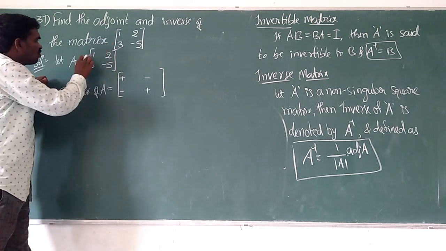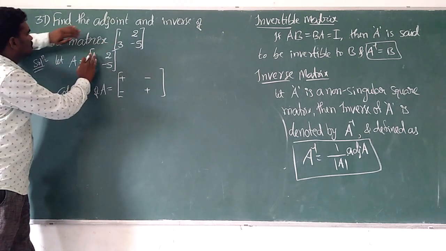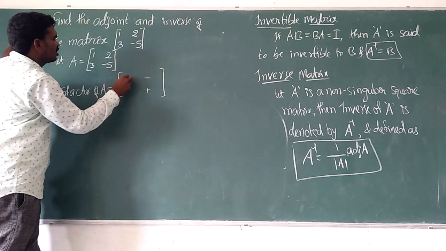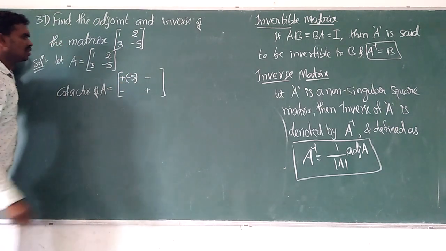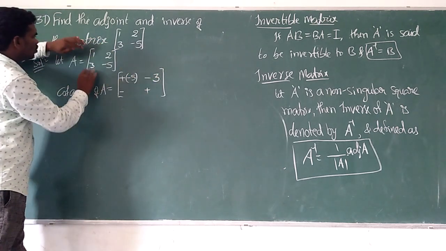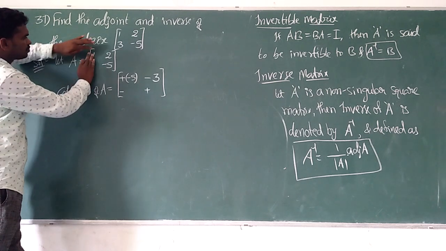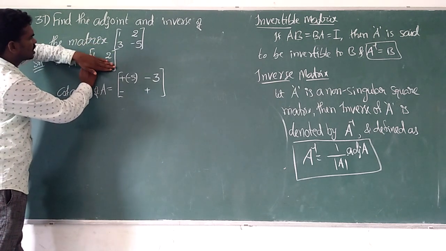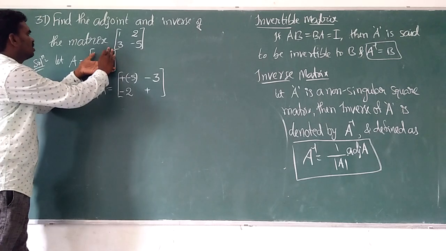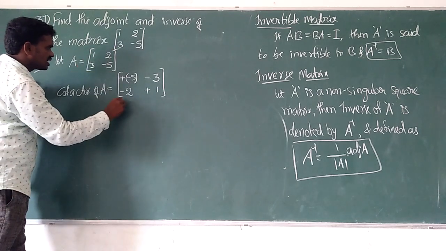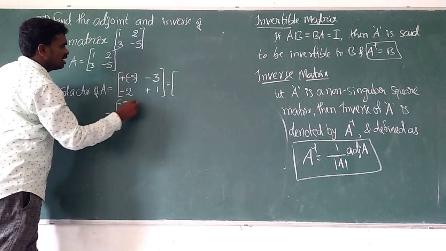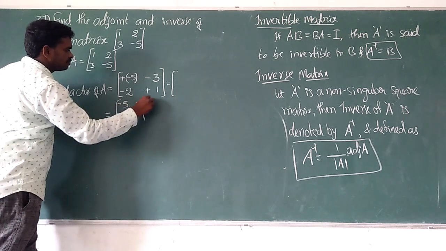Cofactors. How to write? Cofactor of element 1: close one column and one row. What is the remaining element? Minus 5. So write down minus 5. Next, cofactor of 2. The element is 3. So write down 3. Next, cofactor of 3: close the column and row. What is remaining? 2. So note down 2. Next, cofactor of minus 5. The element is 1. So the cofactor matrix is plus into minus 5, minus 3, minus 2, 1.